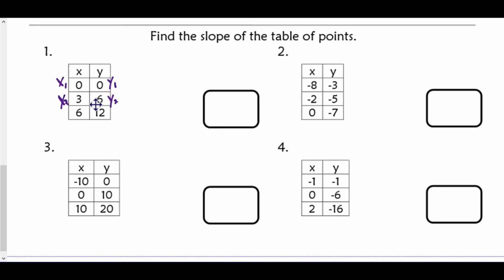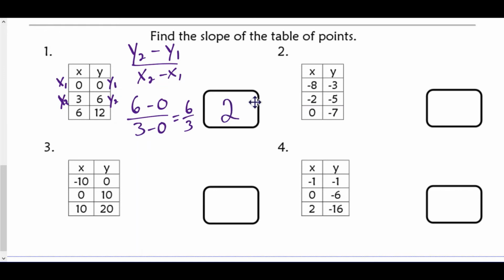And then when we write out this equation, we have to write it in the right order. y2 minus y1 over x2 minus x1. So 6 minus 0 on top, and 3 minus 0 on the bottom. So it's 6 divided by 3, or a slope of 2.